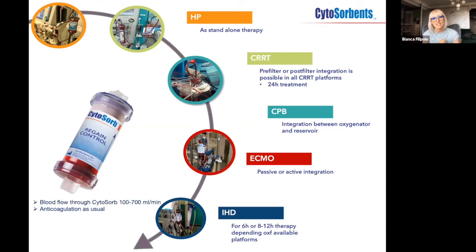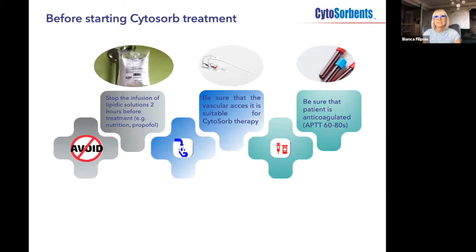Important things regarding the treatment: blood flow through Cytosorb should be between 100 and 700 mL per minute. Of course, this value of 700 is only for ECMO and CPB. We cannot reach this flow on CRRT or on hemodialysis. And anticoagulation. So before starting the treatment, we should have a look at our patient.